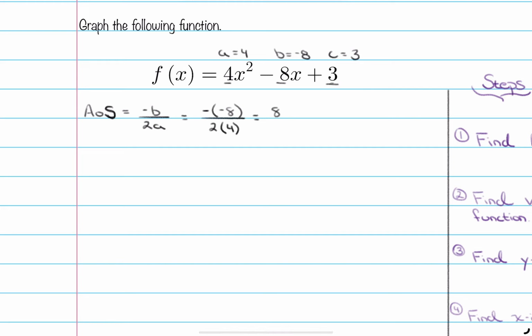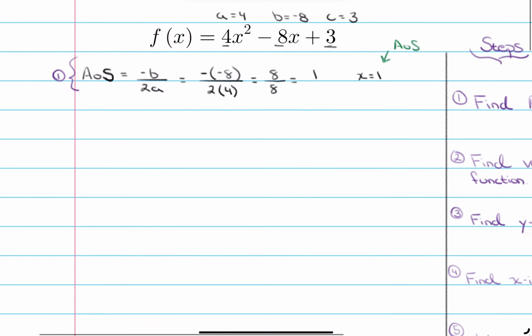So we have a +8 over 2 times 4, which is 8, so that is 1. If we were to write this in equation form, x equals 1. This right here is my axis of symmetry. All of this right here is my step 1, finding the axis of symmetry. Step 2, we are going to find the vertex of our function.